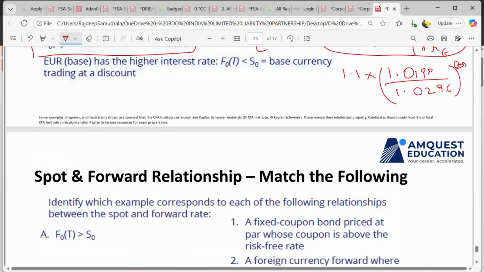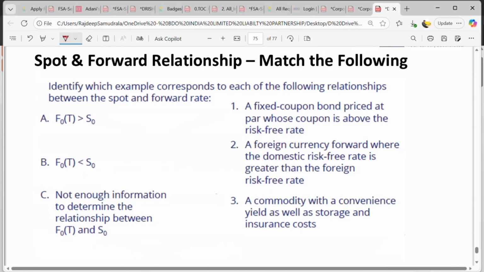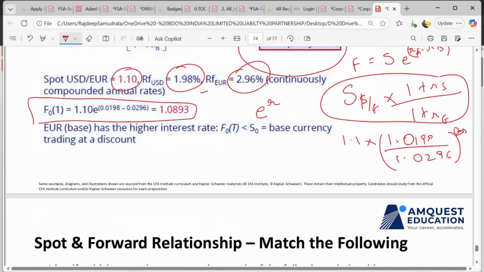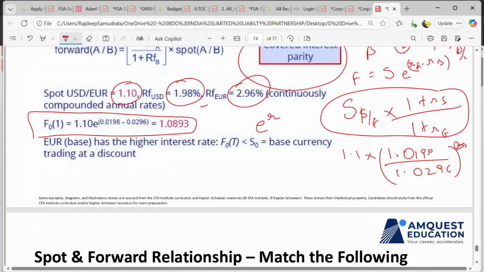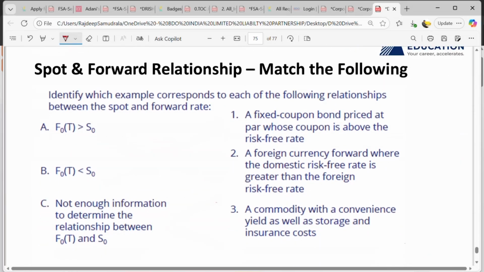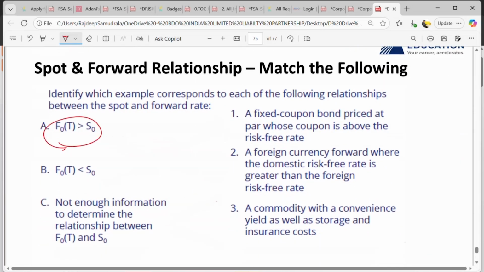Clear? So you also learn forward price, the forward rate भी निकाल सकते हो. Forward rate using interest rates, spot rates and so on. Clear? Okay. Obviously the forward rate is higher, it's at a premium. If it's lower, it's at a discount, right? We learned that. So look at this. Forward rate is more than spot. Forward rate less than spot. What do you understand from this? Forward with the domestic risk rate is greater than the foreign risk rate. For fixed.